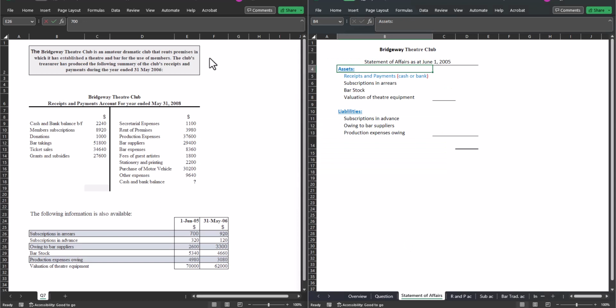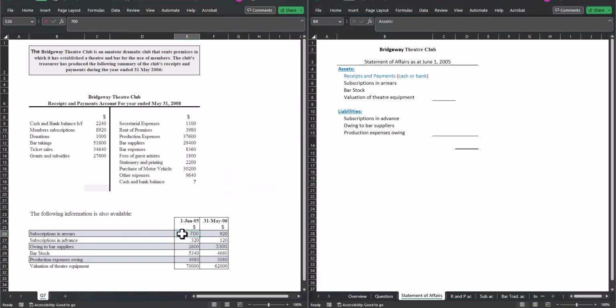Now, the statement of affairs makes use of all opening balances on an organization's books, dividing them into assets and liabilities. You may think of it as a renamed balance sheet or a statement that makes use of the accounting equation to determine the organization's accumulated fund.